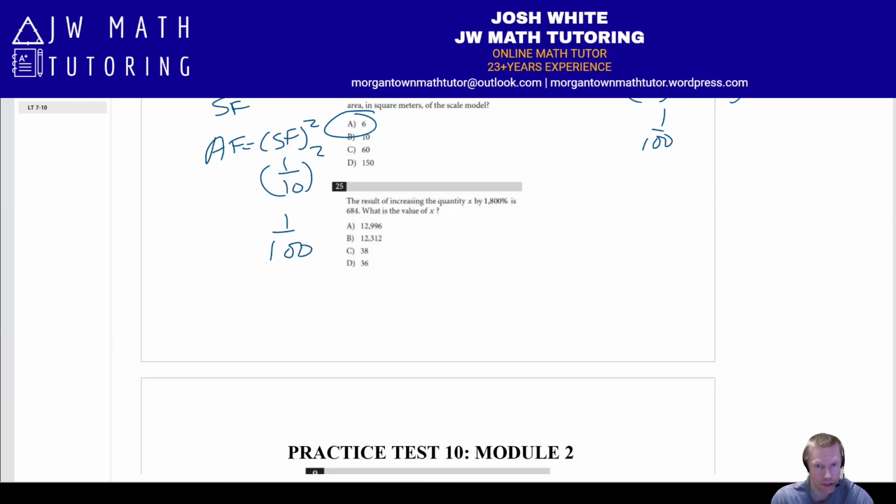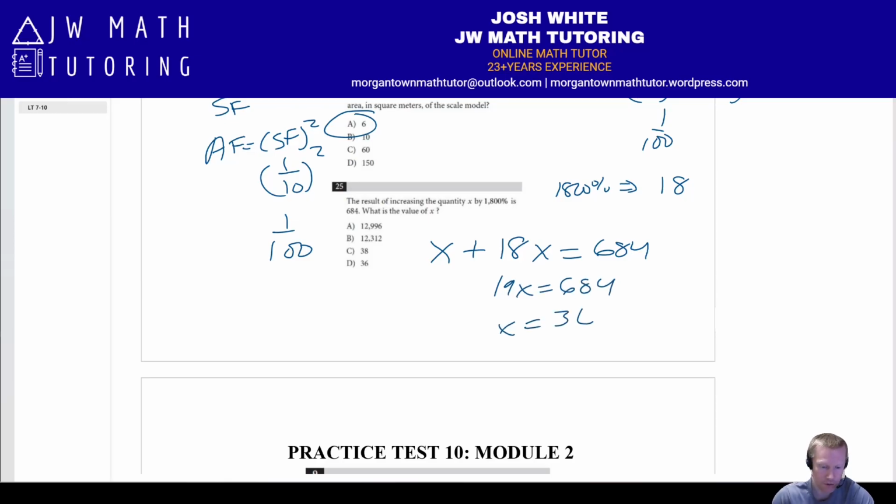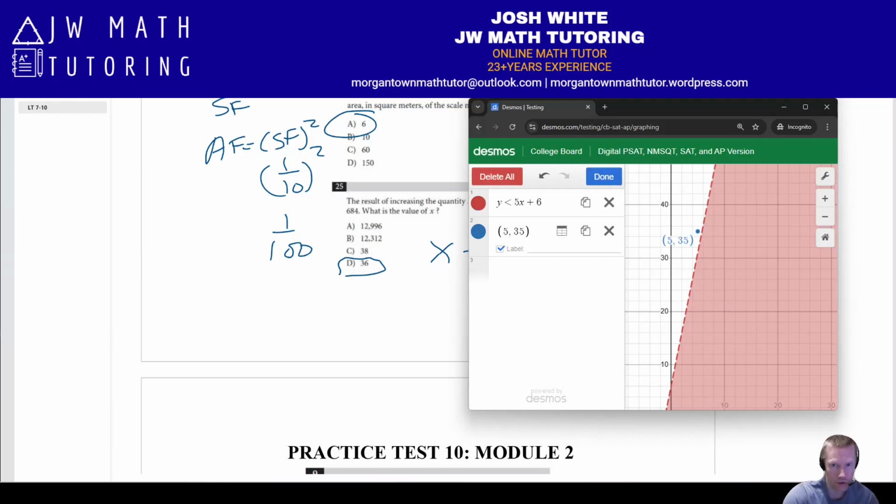So first of all, the actual equation you're going to set up, okay, you have the original quantity, then you're increasing by 1800%. So 1800% is equivalent to 18 as a decimal. In other words, you're taking 18 times the original quantity, and this is how much you're increasing it by. So we have original and then the amount of the increase, and that equals 684. So you basically just solve this equation, and you get the original number turns out to be 36. Correct answer is D.